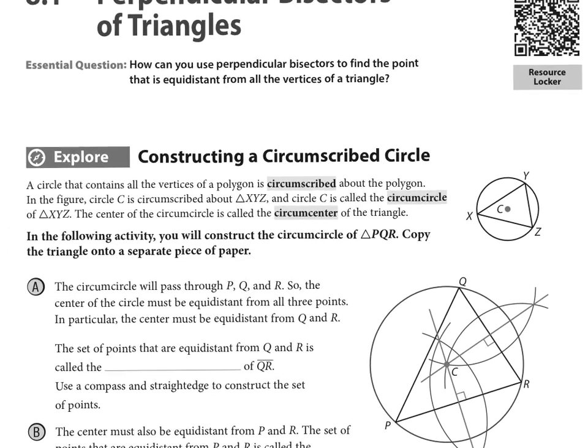A circle that contains all of the vertices of a polygon is circumscribed about the polygon. So this circle C over here is circumscribed about the polygon, okay? Circle C is called the circumcircle, and the center of the circumcircle is called the circumcenter of the triangle.